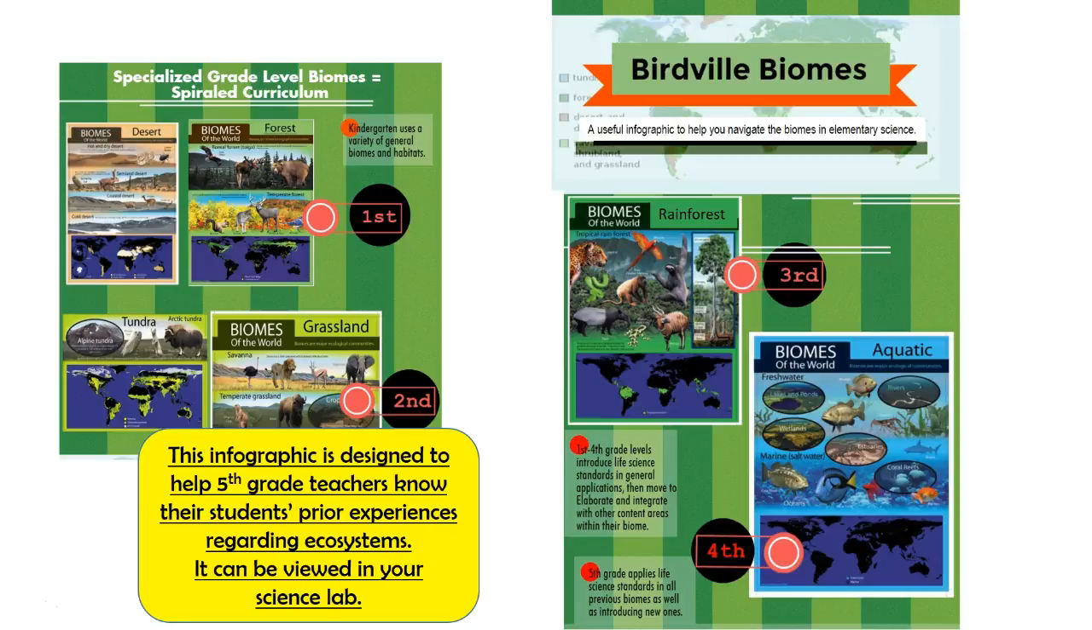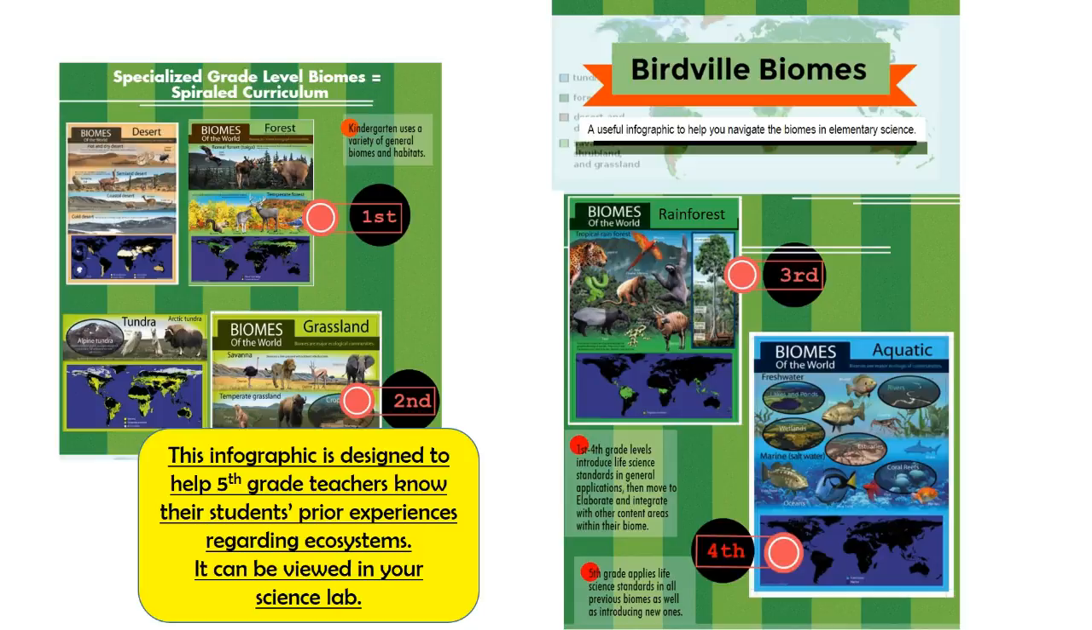Okay, so let's talk a little bit about the infographic that was on the first slide. This is a little bit magnified view of that infographic, and what I've done is just taken the top of the infographic and moved it to the left hand side of the screen, and then you can see the rest of it on the right hand side of the screen. And you might have seen this infographic put up last year. It should be up in your science lab, and really it was designed to help all teachers understand the vertical alignment and where the biomes and ecosystem view fits in.